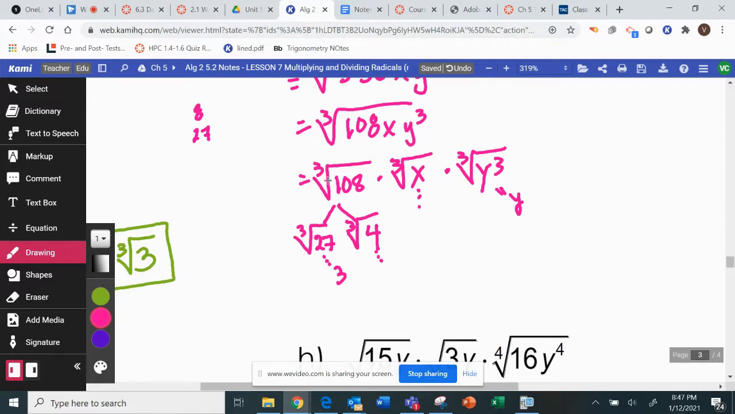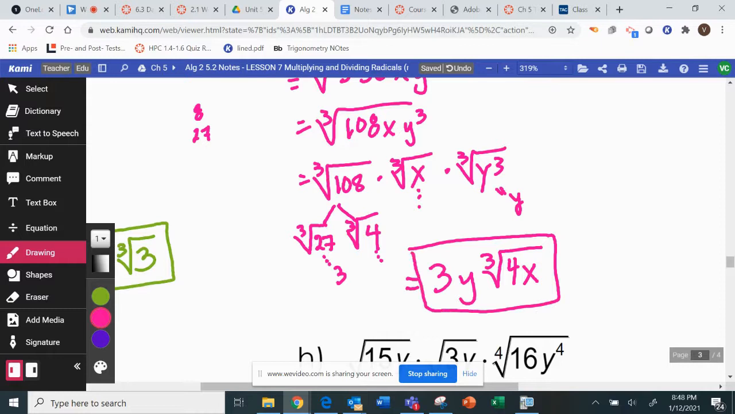So let's see, what do we have for our final answer? We've got a 3, a y, we have a cube root of a 4, and an x. So we'll go ahead and put those together. And that's our final answer for that one.